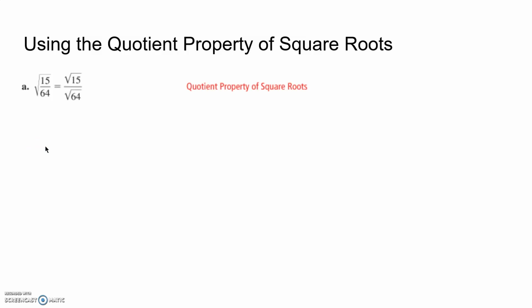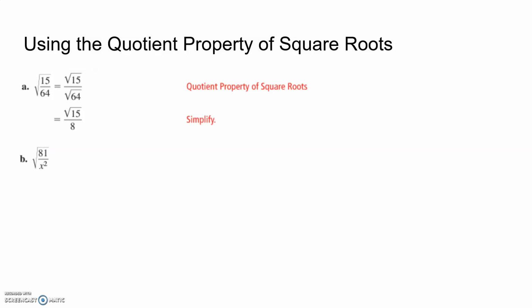And on this one, I go ahead and break it into the square root of 15 over the square root of 64. And since I know the square root of 64 is 8, there is my answer, and I can just leave it like that. I do not have to put it into decimal form or use a calculator.